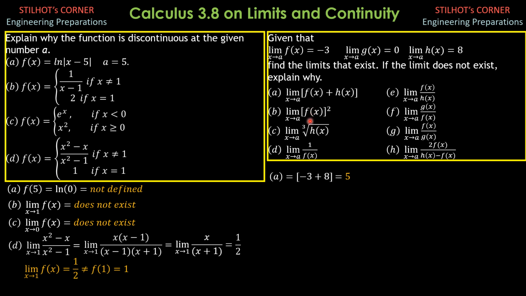Letter B, the limit of the quantity f of x squared as x approaches a, so it is negative 3 quantity squared, and it is equal to 9.